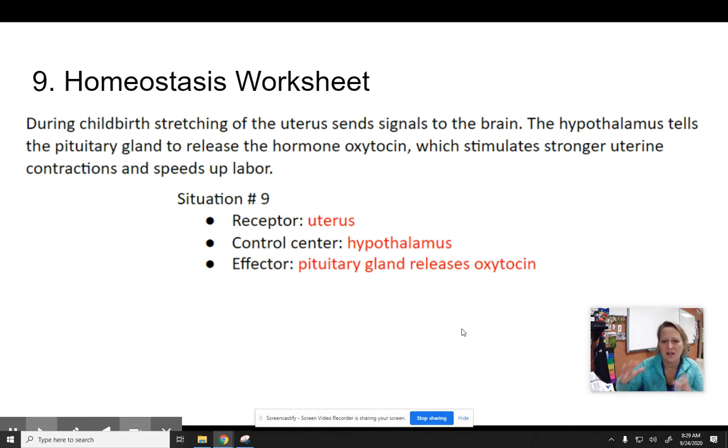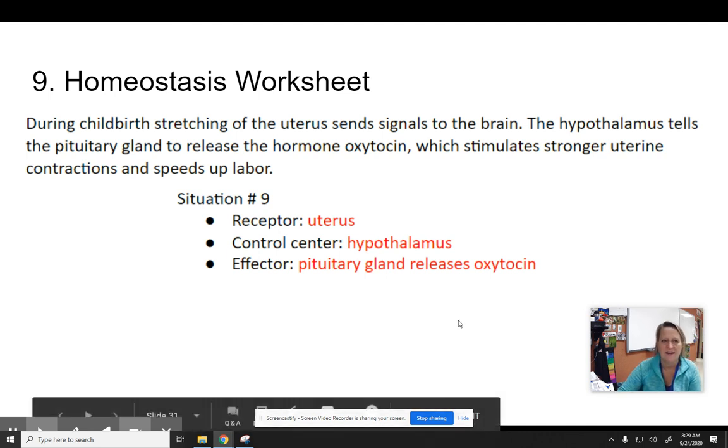The stretching sends a message to the hypothalamus, and the hypothalamus is the control center because it's going to control what's going on with the problem by releasing or telling the pituitary gland to release oxytocin. So it's acting on both the pituitary gland.